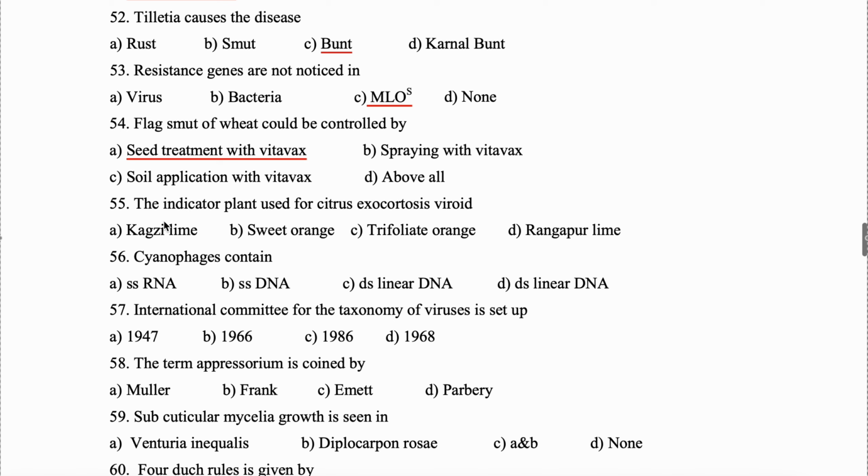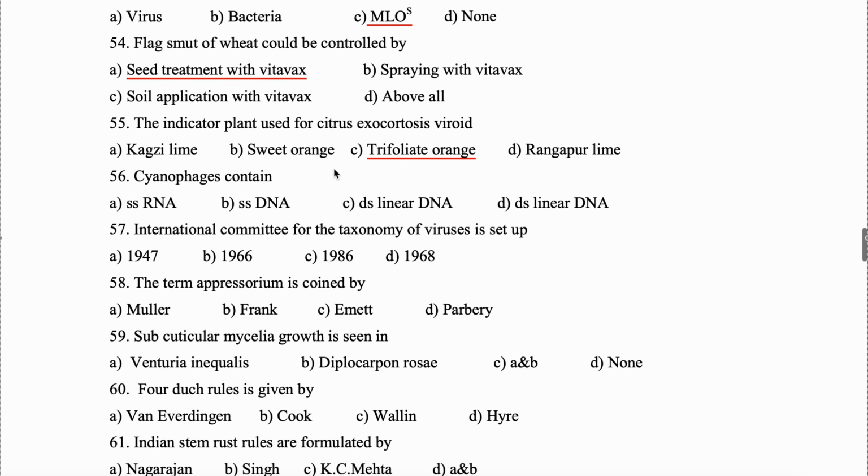Question 55. The indicator plant used for Citrus exocortis viroid. It is trifoliate orange. I hope by now you have seen what the indicator plant is for other diseases, like Kagzi lime is also an indicator plant. Sweet orange is also an indicator plant, but for different diseases. Go and check.